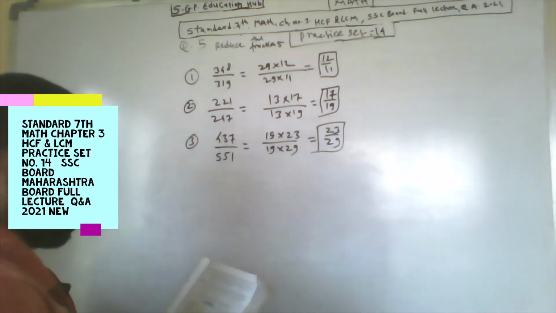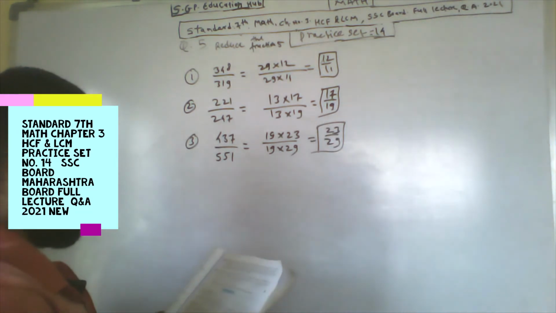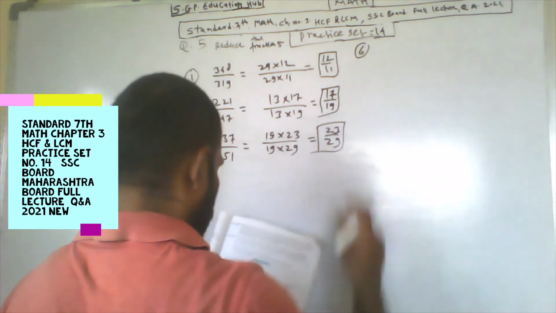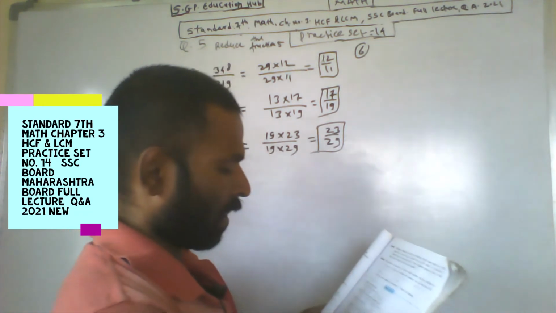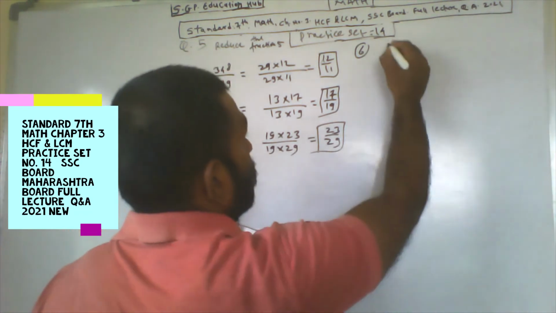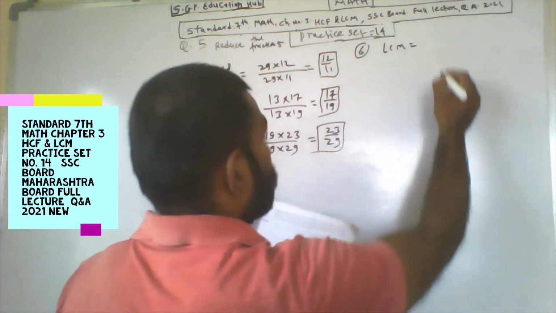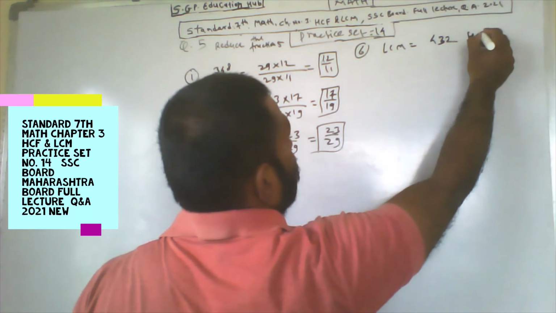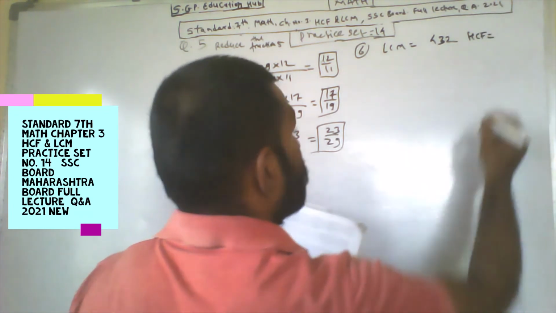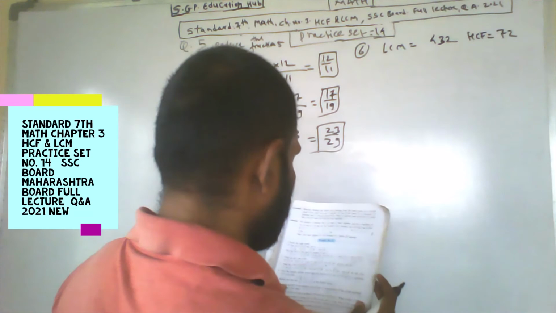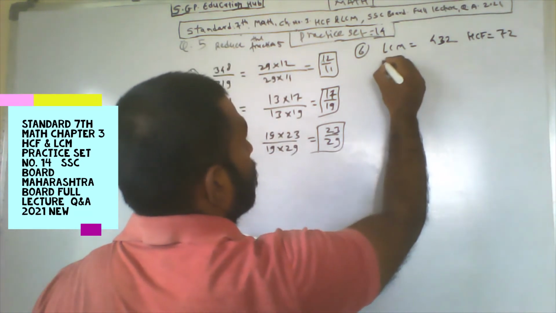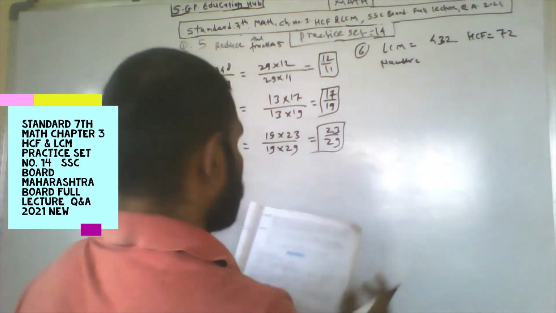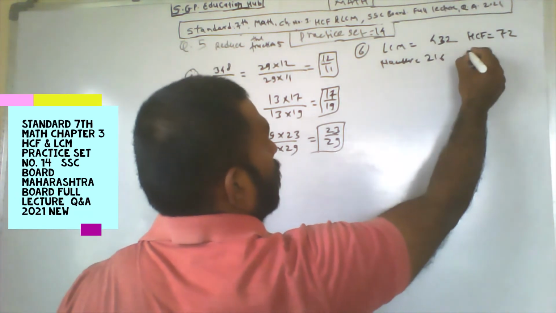Okay, this is the fifth number question. Now the sixth question: the LCM and HCF of two numbers are given. LCM is 432 and HCF is 72. One number is 216. Find the other number.